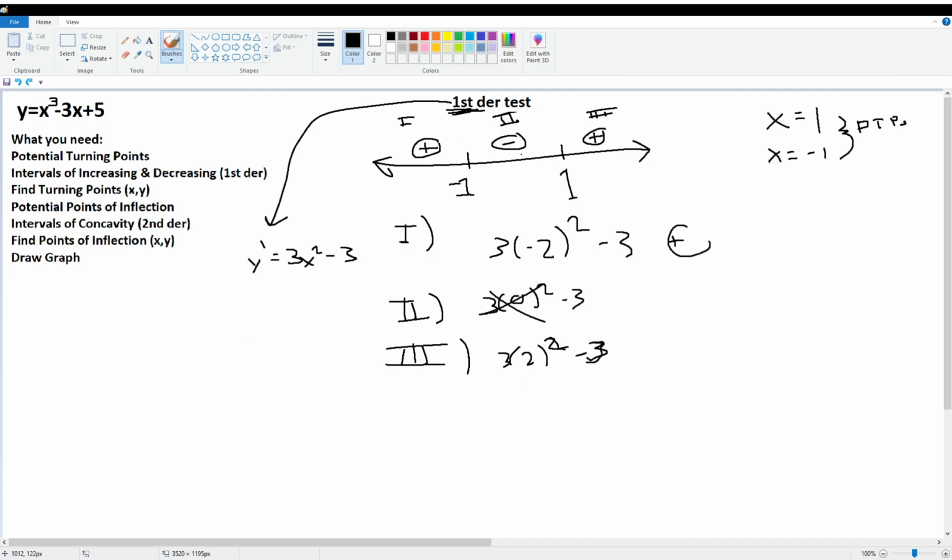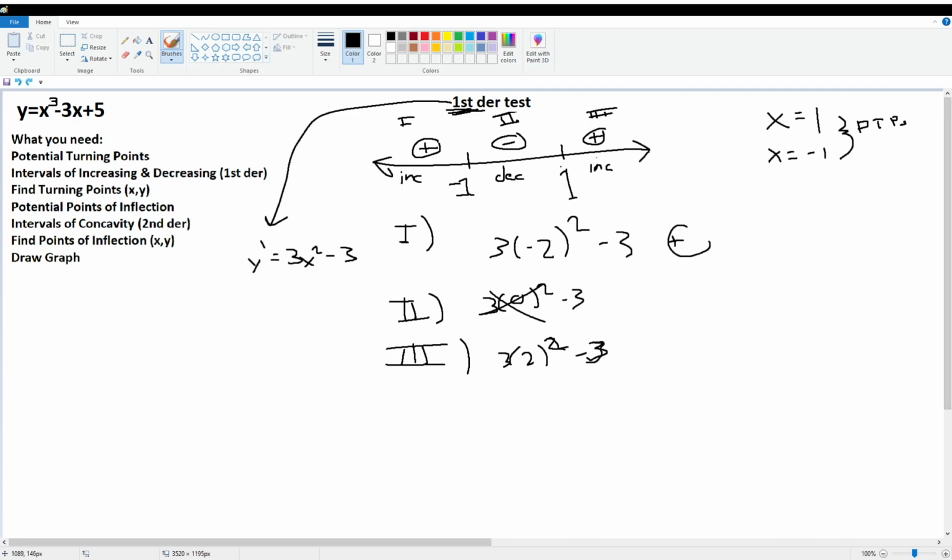So since this is positive, negative, positive, these are intervals of the graph increasing or decreasing. So let's write that here. Increasing, decreasing, increasing. And that's pretty easy to understand. When you're positive, you're increasing, meaning the graph is increasing in y value. If it's decreasing, it looks like that. If it's increasing again, it looks like that.